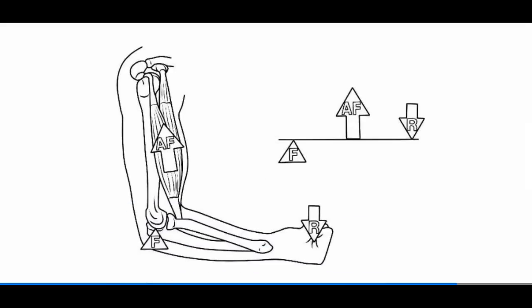Our joints act as hinges. Our muscles use our bones as levers. When muscles contract, they initiate movement. In our body, levers consist of an applied force, which is the muscle strength generated by muscle contraction.